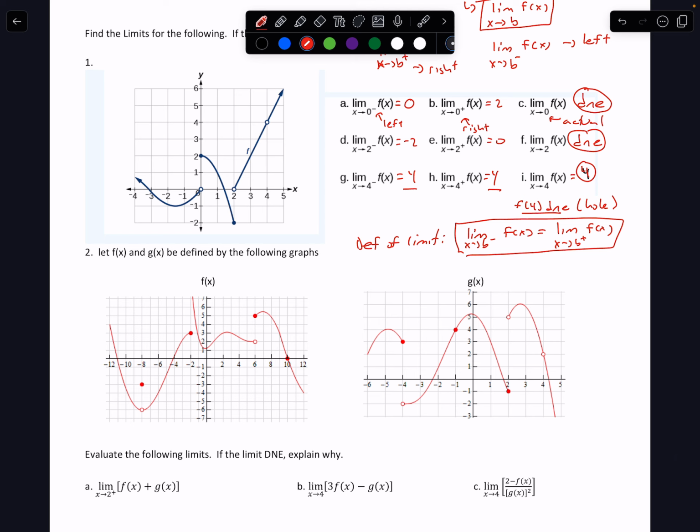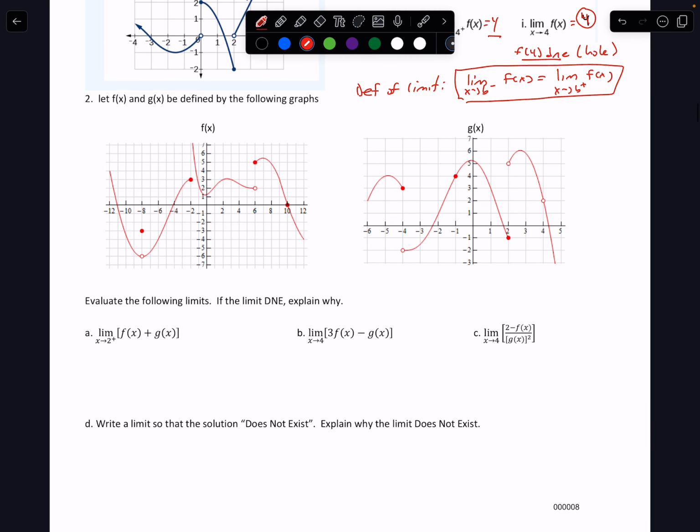So now let's take a look at them algebraically, especially how we want them in calculus. This becomes a little bit more important for us, okay? All right.